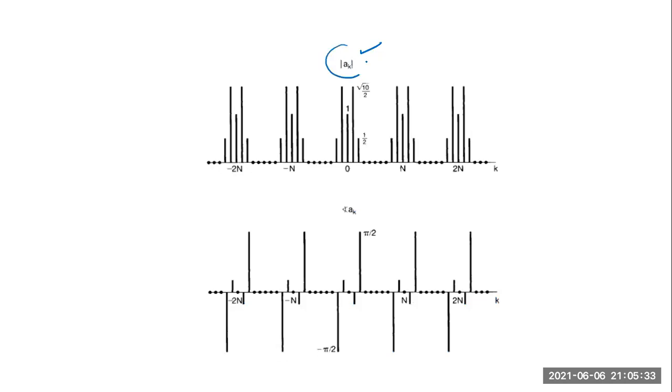So this is, you can see the magnitude of the Fourier coefficient, and this one is the phase of the Fourier coefficient. So you can call this the magnitude plot, and you can call this the phase plot.